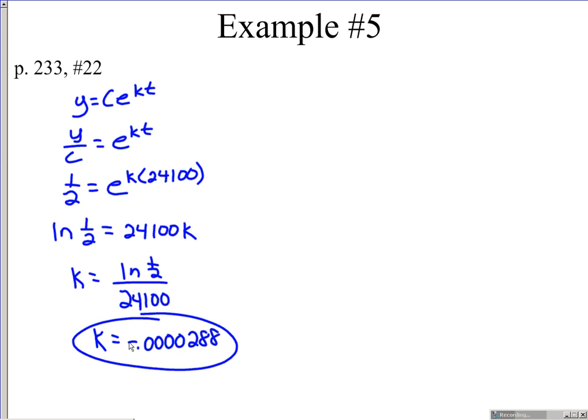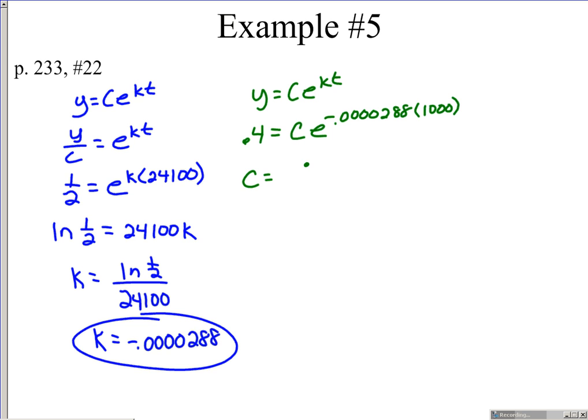Go back to your original formula, y equals c times e to the kt. Plug in what we know. We know after 1,000 years there are 0.4 grams left. We don't know the initial amount. We know our constant, we just found that, negative 0.0000288, and we know that there was 0.4 grams after 1,000 years. Solve again for C. Divide by what's attached to C on the right side. And plug that whole expression again into your calculator.